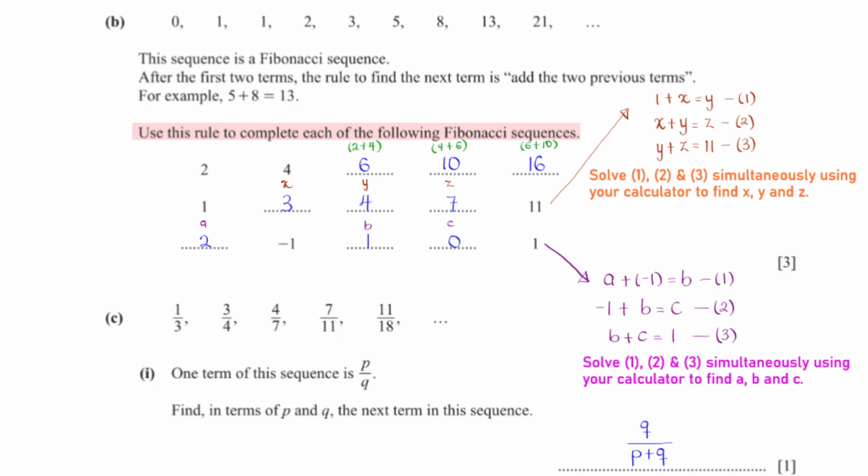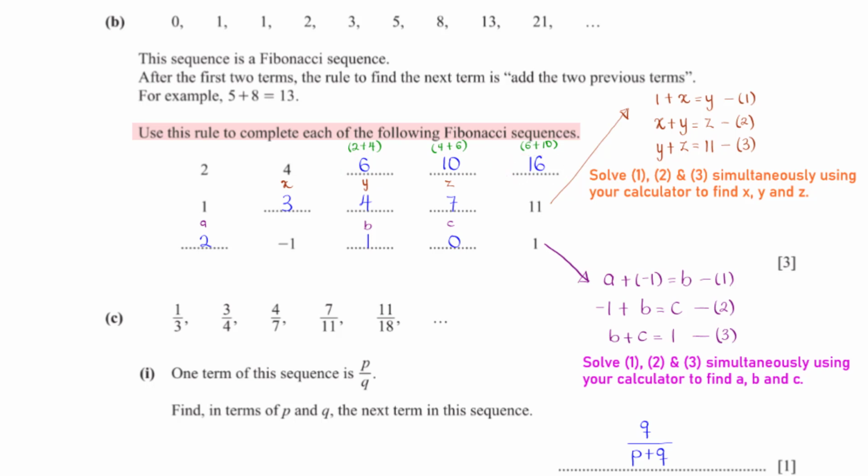For the first row, we have the first 2 terms. For the next term, we add 2 and 4, giving us 6. For the next term, 4 plus 6 gives us 10. And for the final term, 6 plus 10 gives us 16.